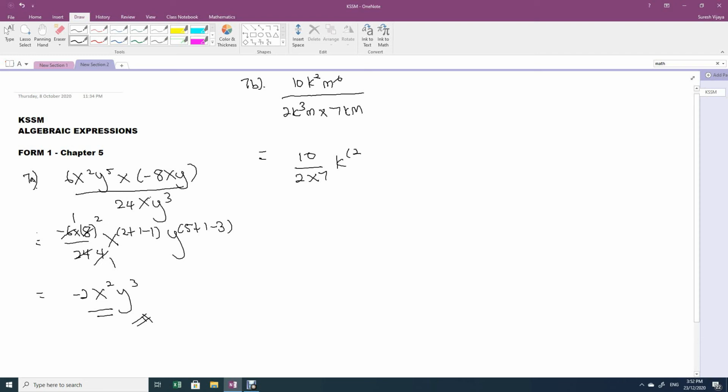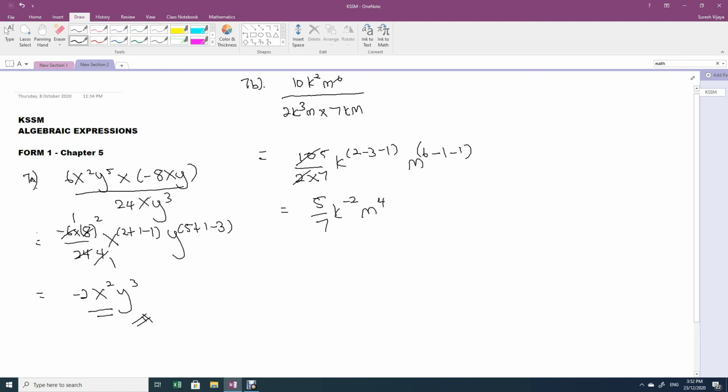So for k it will be 2 minus 3 and minus 1, because both are divided, by k to the power of 3 and k to the power of 1. Then we have m, 6 minus 1 minus 1. We cross out 10, it will be 5 divided by 2. So we have 5 over 7, k to the power of negative 2 and m to the power of 4.